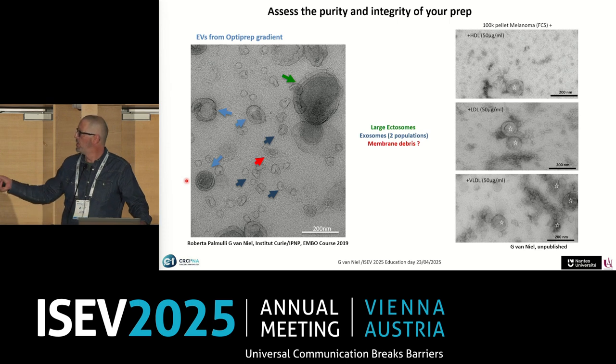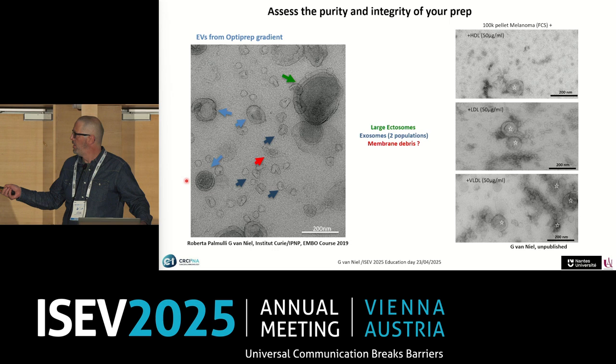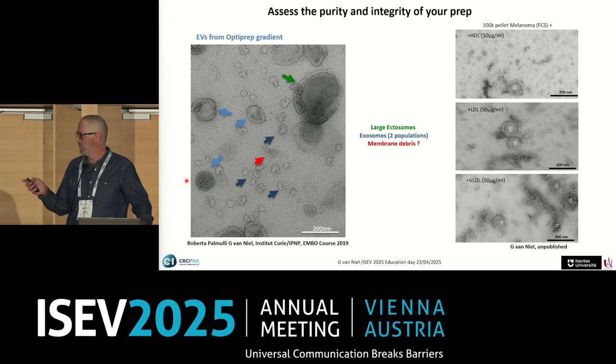This is an experiment we have done. We have isolated vesicles and mixed them with different lipoparticles, HDL, LDL, and VLDL. And you can clearly see, not only by the size, but also by the morphology and the density to electron, that you can distinguish EVs from HDL, LDL, or VLDL. And indeed, lipoparticles can collapse. So you have to be careful about these aggregates, to answer the question of Anne.